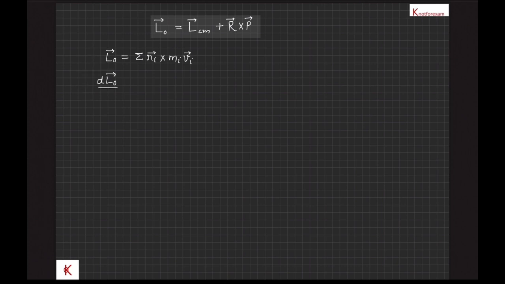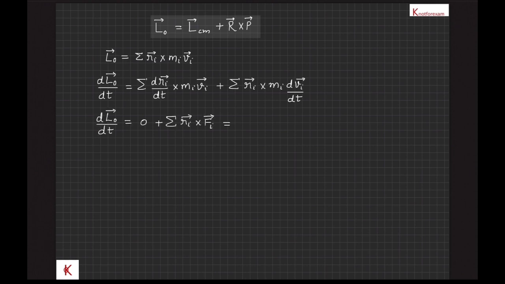Therefore dL_O vector by dt is equal to sigma dR_i vector by dt cross M_i into V_i vector plus sigma R_i vector cross M_i into dV_i vector by dt. First term is 0 and the second term will be sigma R_i vector cross F_i vector, that will be equal to net torque about point O. Therefore dL_O vector by dt is equal to tau_O vector, that means rate of change of angular momentum about point O is equal to torque about point O.